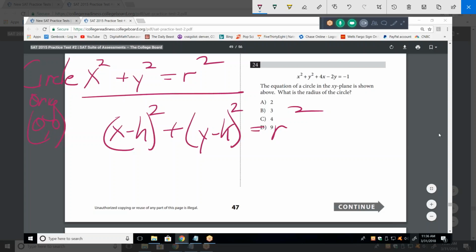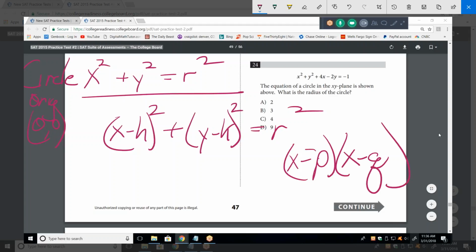When you're dealing in vertex format for quadratics, it's x minus h. When you're dealing with all your conic sections, it's x minus h, it's y minus k. When you're looking at the intercept form, it's x minus p times x minus q. It's always minus, which means the actual value of the p, the q, the h, or the k is going to be the opposite of what you end up with. If you end up with x plus 2, then h is minus 2.